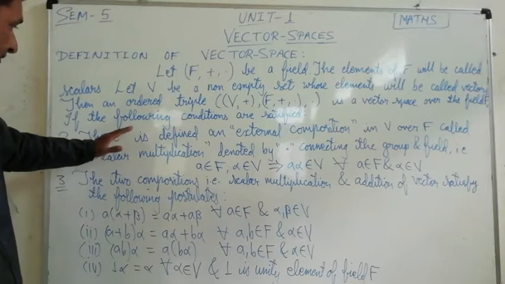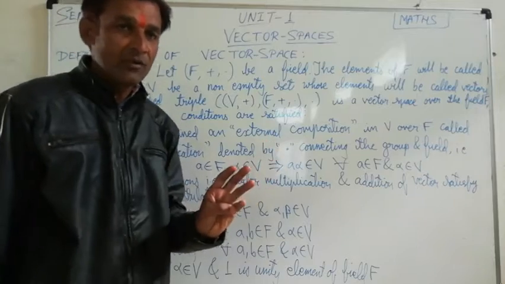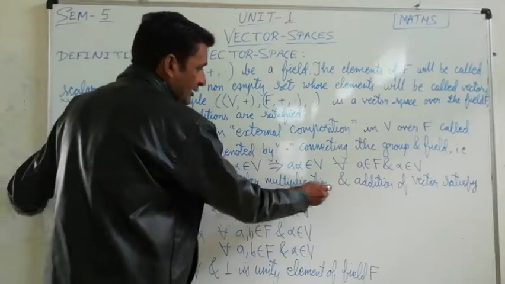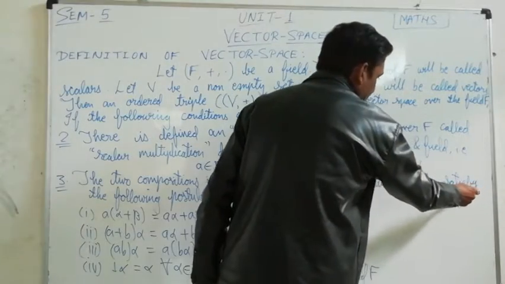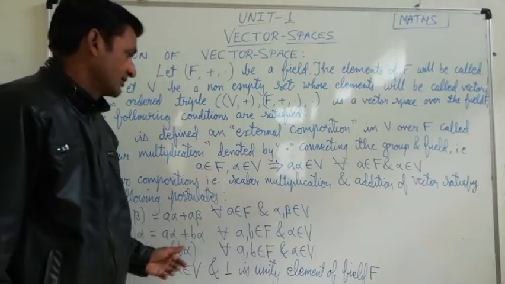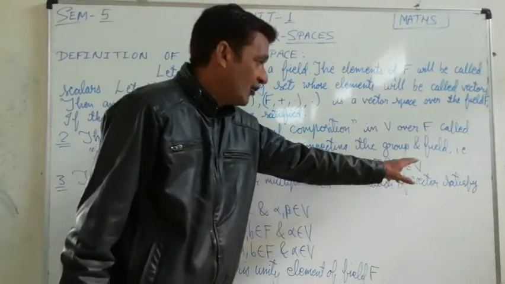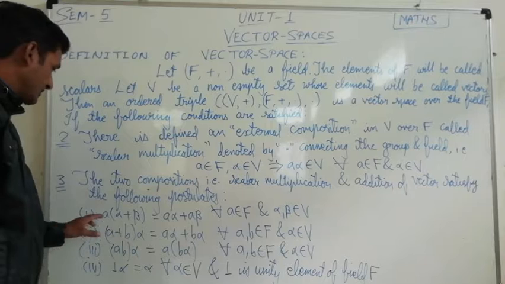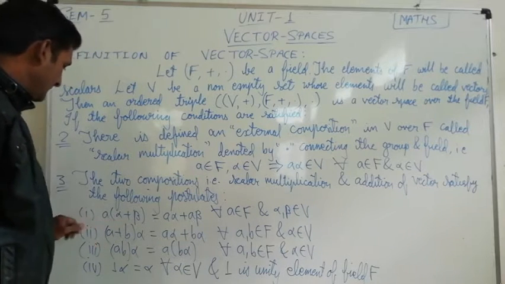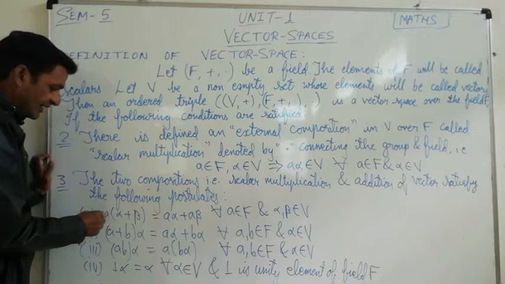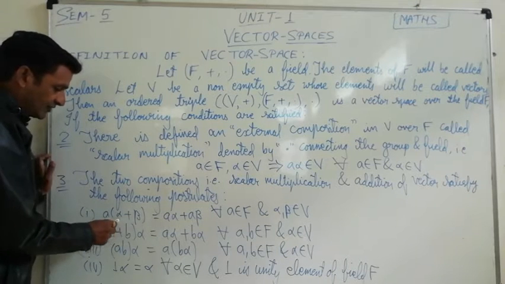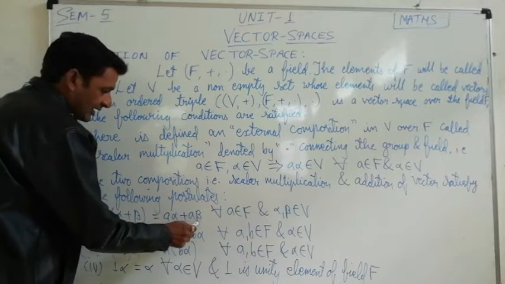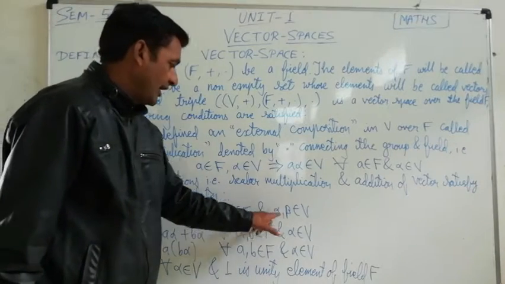Now, the third point. These 2 points, internal composition and external composition, are well clear. The 2 compositions, that is scalar multiplication and addition of vectors, satisfy the following postulates. Here A, which is a scalar, in bracket alpha plus beta, which are vectors, will be A alpha plus A beta, for all A in F and alpha, beta in V.